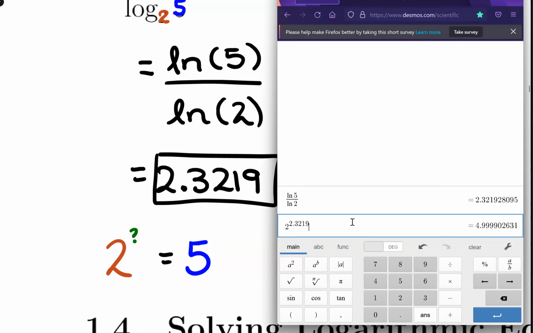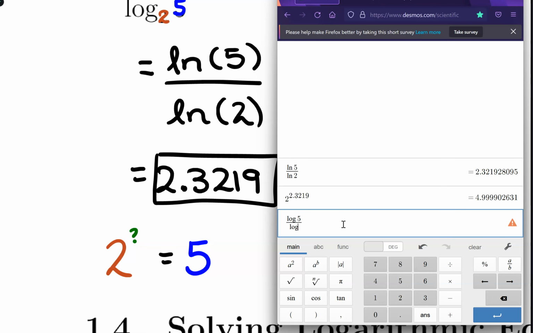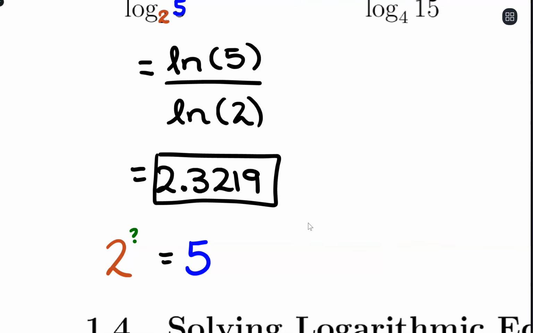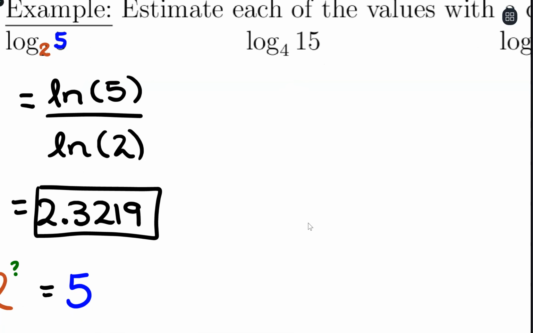Let me show you if we did base 10 instead. So log 5 over log 2, we get the same 2.3219. So it really doesn't matter if we use the natural log or base 10 logarithm. All right, let's look at a few more of these.